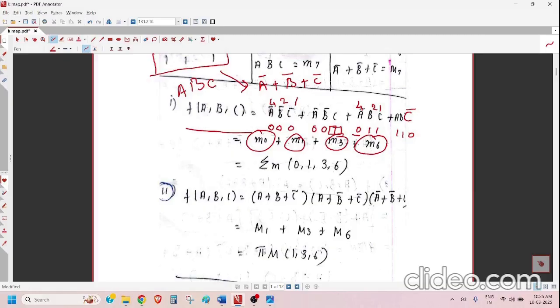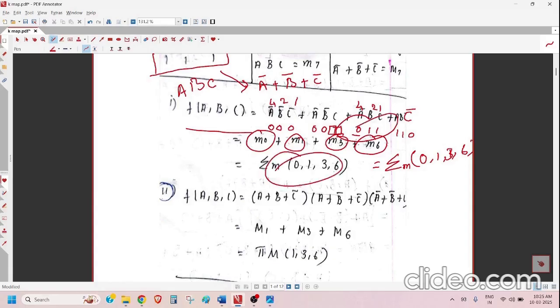Since it is a sum term, finally we just mention summation m 0 comma 1 comma 3 comma 6. Likewise you have to mention. You can see this is the final answer.